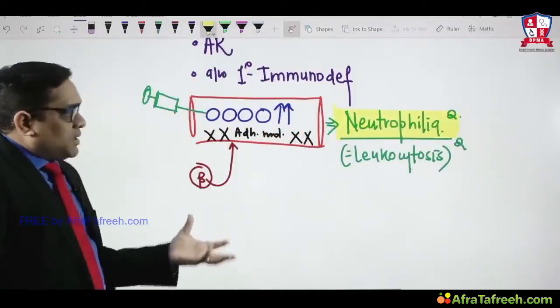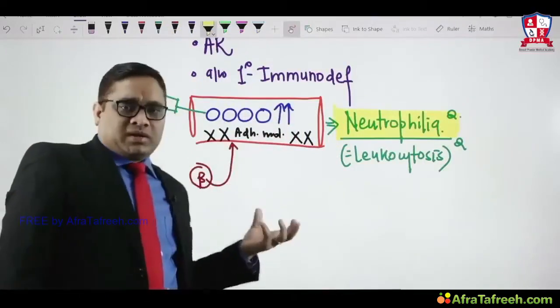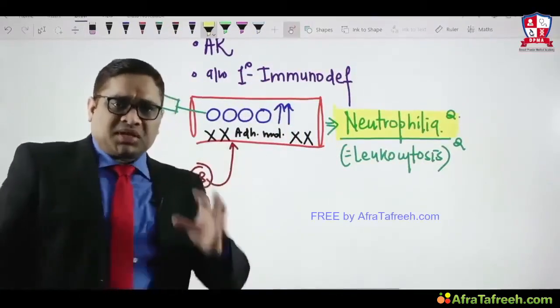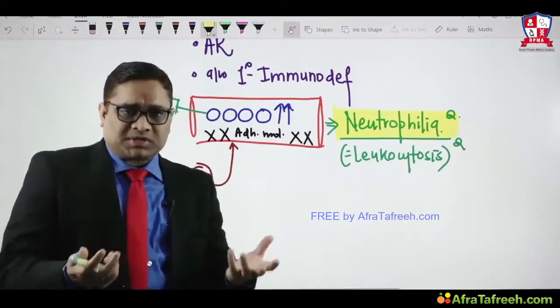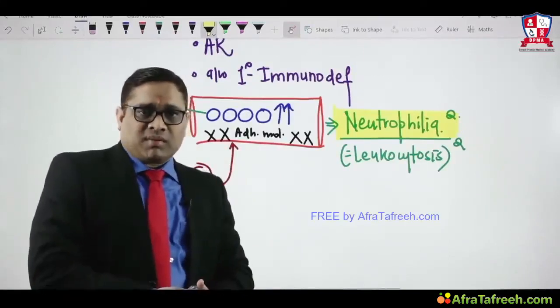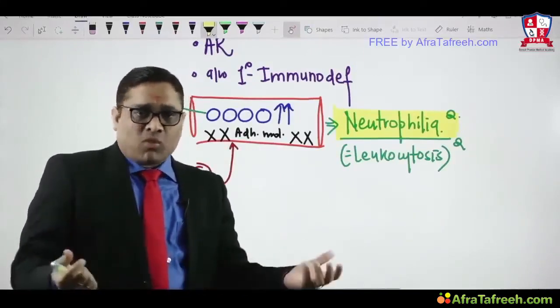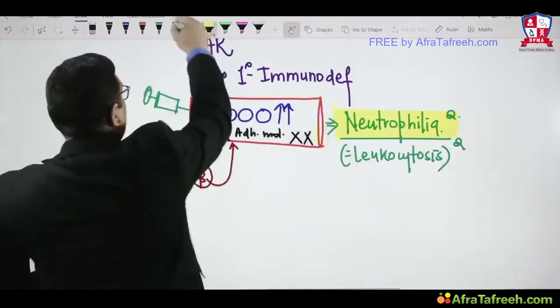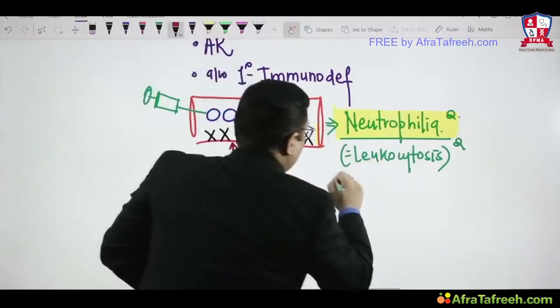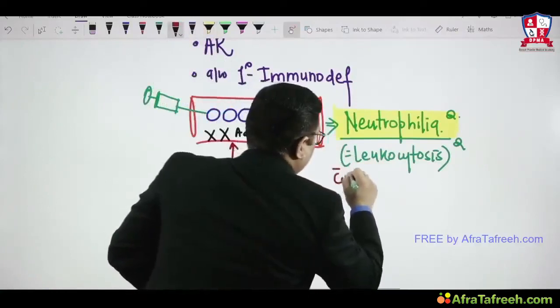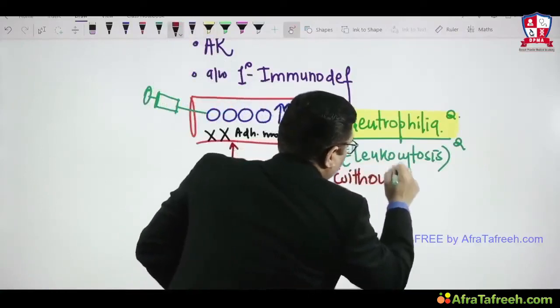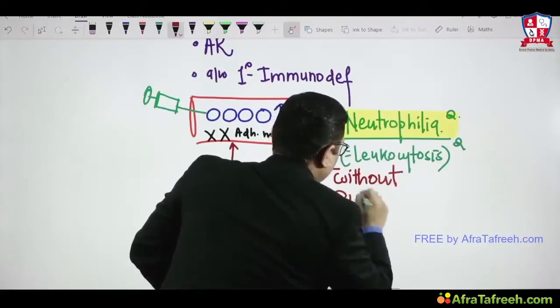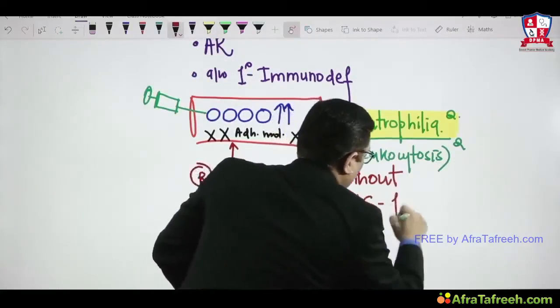Just imagine, if leukocytes are not coming outside, then will you see pus in this case? Because what is pus? Pus consists of all these inflammatory cells and debris. So there will be no pus. Neutrophilia without pus formation. So that is another important feature. Neutrophilia or leukocytosis without pus formation.